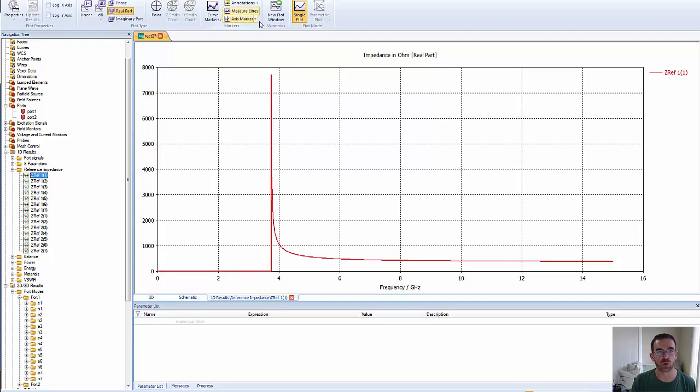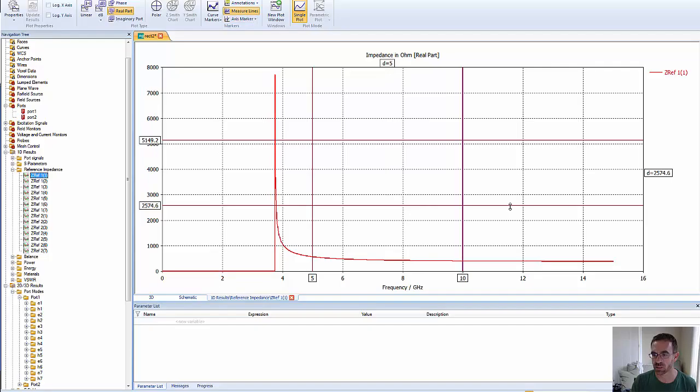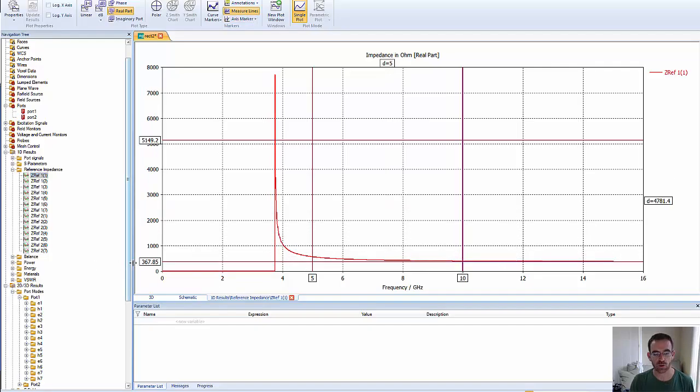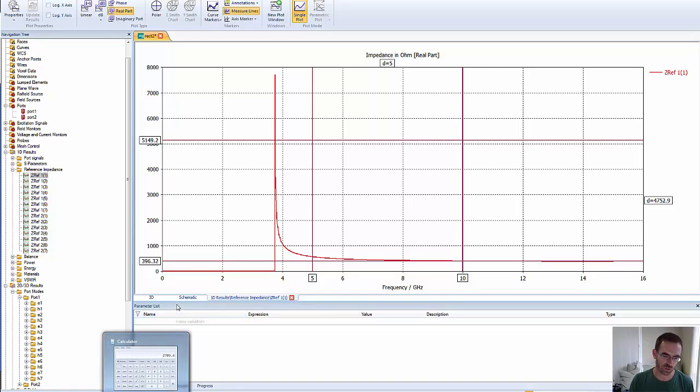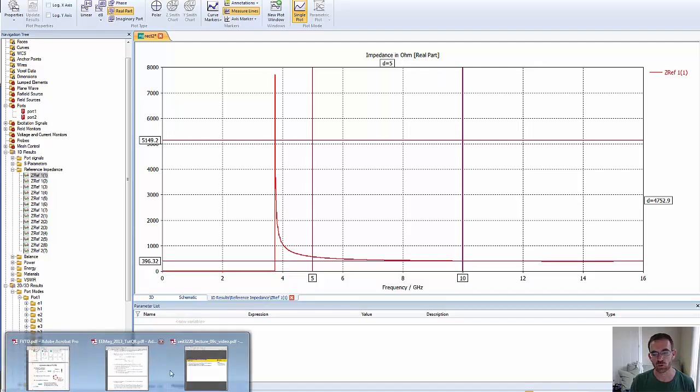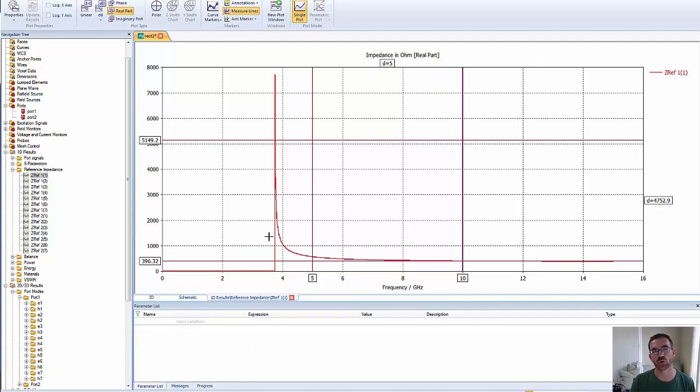And let's see what value this asymptotes down to. Let's put measure lines on. And that will asymptote down to a value of 367 ohms. Actually, probably 377 ohms, right? Well, 377 ohms happens to be equal to the impedance of free space, right? So when I take the square root of mu naught over epsilon naught, I get 120 pi. You can work that on your own. The square root of mu naught over epsilon naught gives you 377 ohms, and that's the impedance of free space.